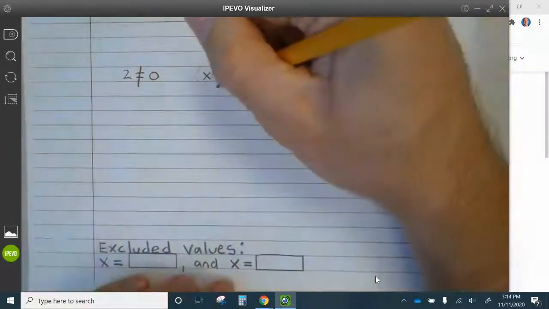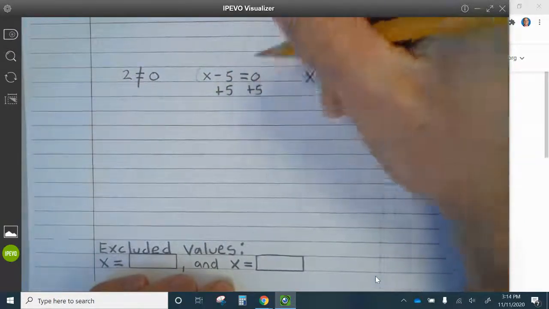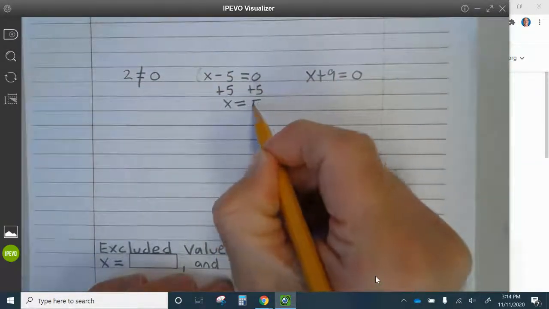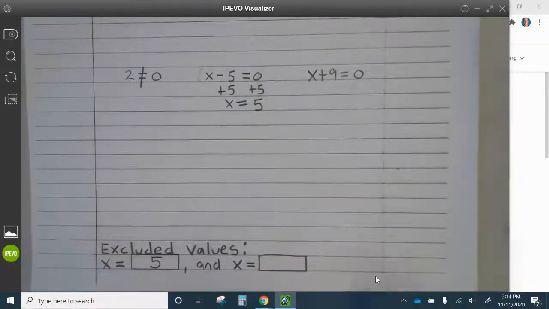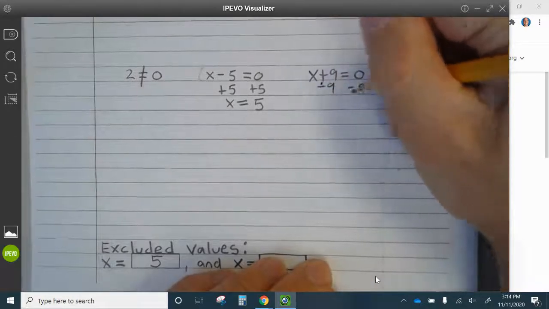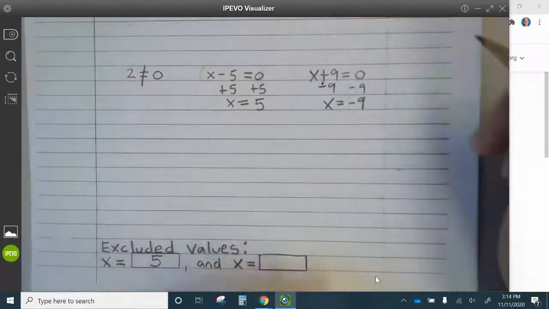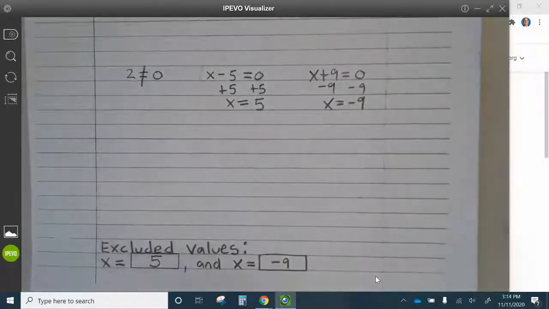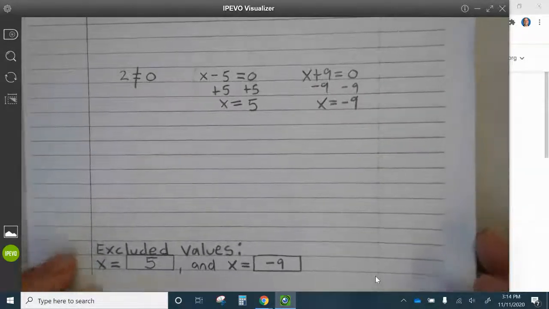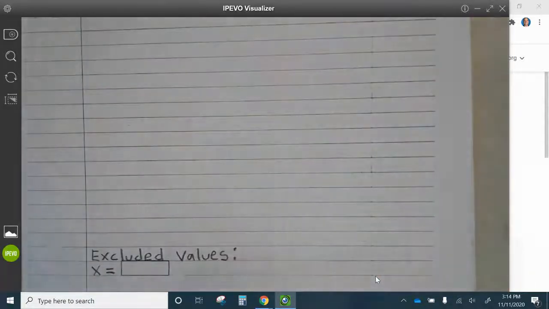Well, here we add 5 to both sides. So x equals 5. That's one of our excluded values. And then subtract 9 from both sides. X equals negative 9 is our next excluded value. All right. So that should help you with question 1. Let's move on to question 2.